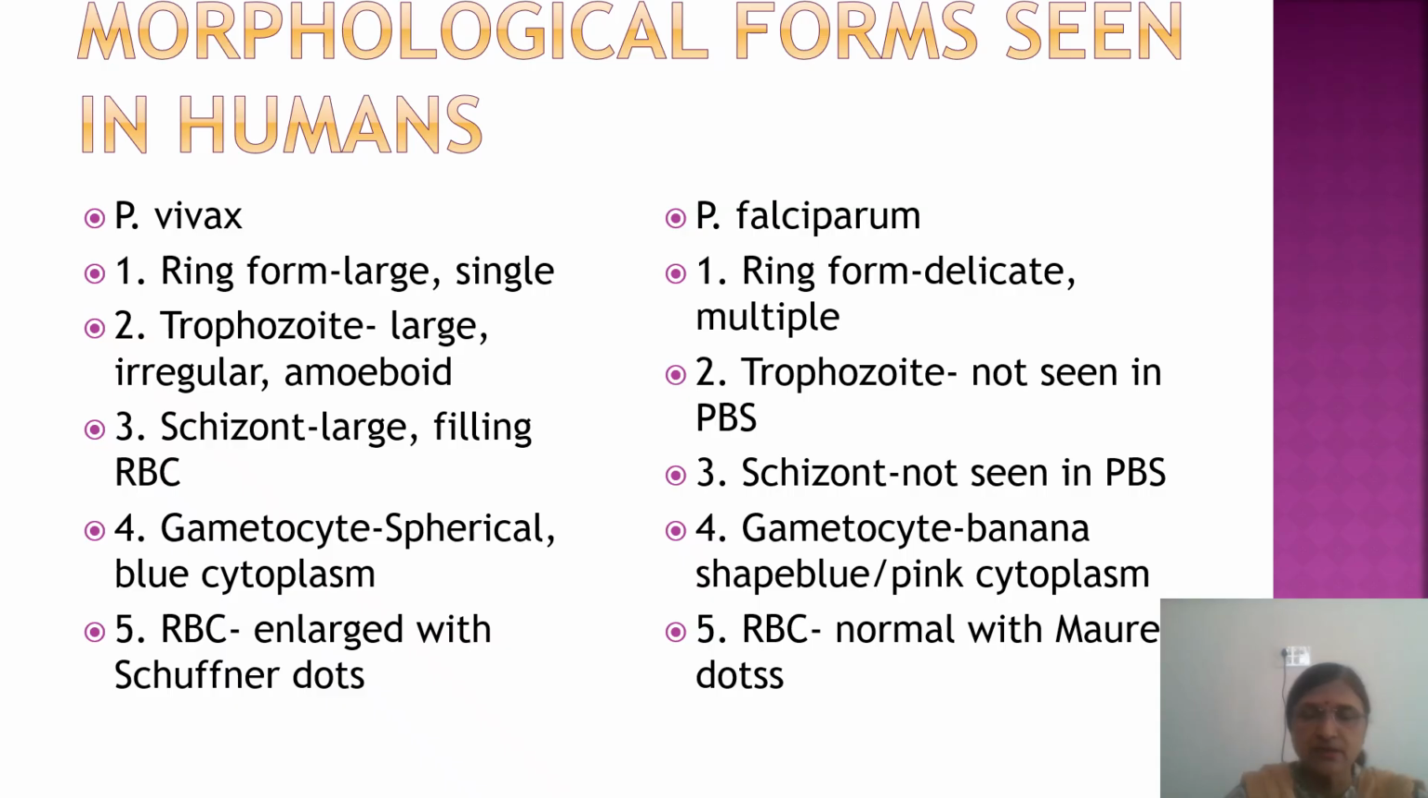vivax species. In P. falciparum, mainly it is the ring form, which is thin or delicate, and sometimes multiple rings can be seen inside the RBCs, and sometimes you can see headphone appearance or cold forms. Then trophozoite is not seen, schizont is not seen in P. falciparum. Then the gametocytes are banana shaped or crescent shaped, and they have pink cytoplasm. RBCs are usually normal and they contain Maurer's dots.